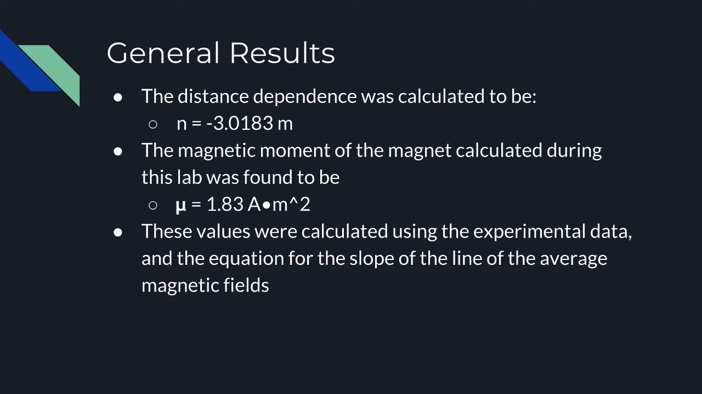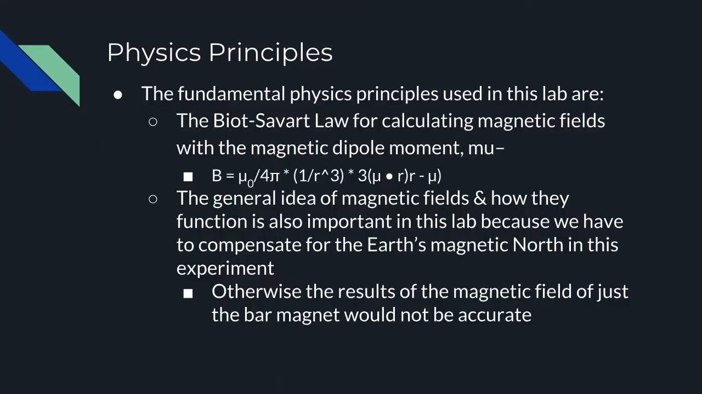the average magnetic fields. The fundamental physics principles used in this lab are the Biot-Savart law for calculating magnetic fields with the magnetic dipole moment mu, where the magnetic field is equal to the equation shown here. The general idea of magnetic fields and how they function is also important in this lab because we have to compensate for the Earth's magnetic north in this experiment. Otherwise, the results of the magnetic field of just the bar magnet would not be accurate.